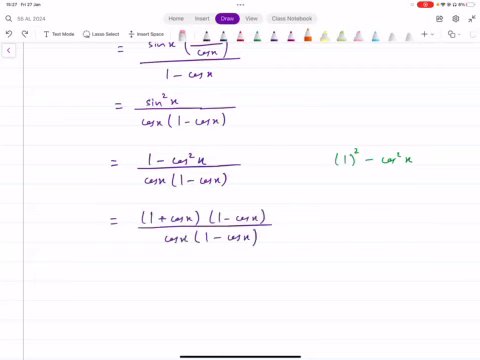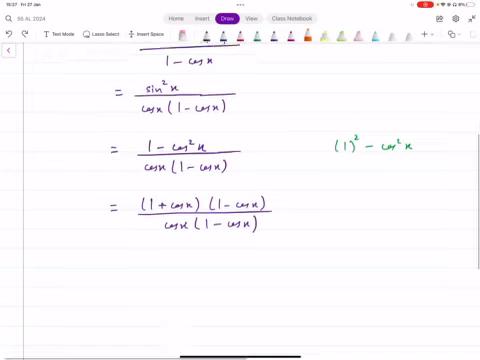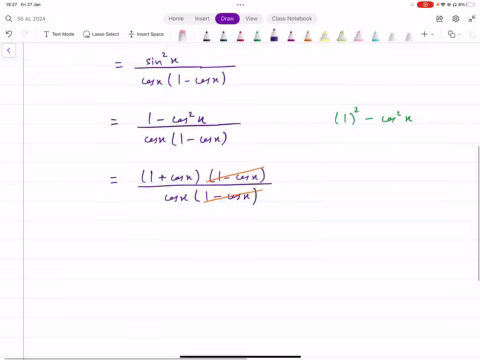Okay. So this is what we do instead. 1 - cos² x था, उस पर हमने वो आइडेंटिटी अप्लाई कर दी. 1 + cos x into 1 - cos x divided by this. Now we have some cancellation here. This gets cancelled with this. We're left with 1 + cos x over cos x.